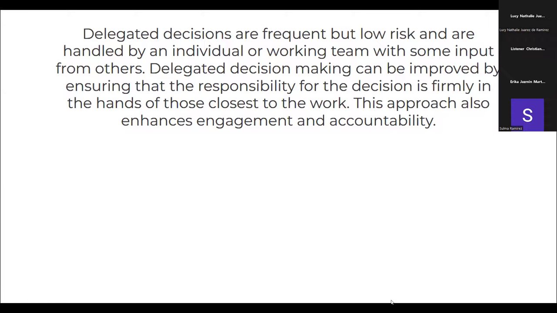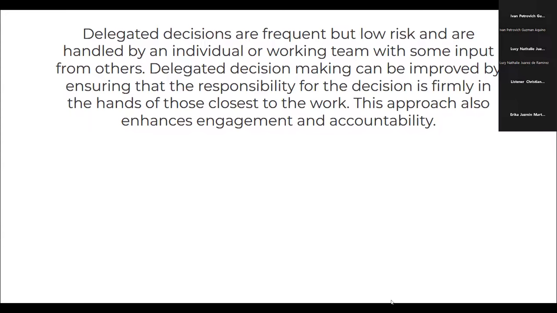That the people who work with the teams close to the work that they do have to take the decisions frequently. That is true. So in the lowest part of the management, there are these kinds of decisions. So delegated decisions are frequent but low risk. So that is the difference. I mean, you make decisions, but it's not going to impact the business in a very large way. And then handled by an individual or working team with some input from others. So yes, they sometimes get together with other people.